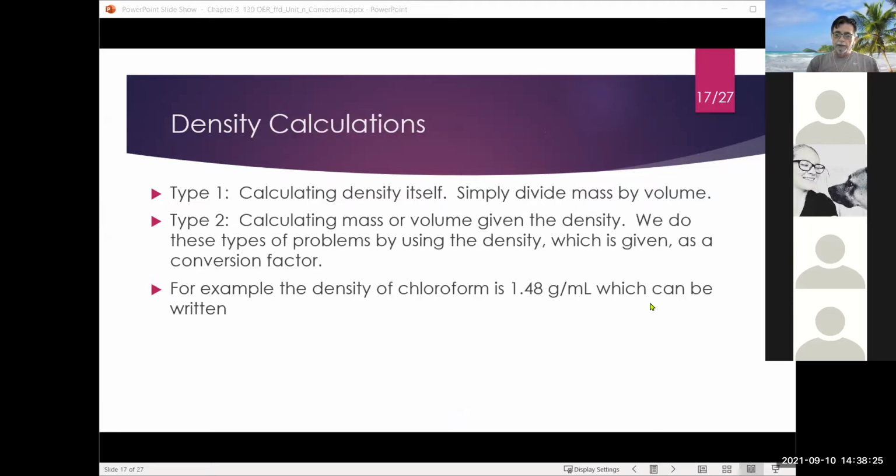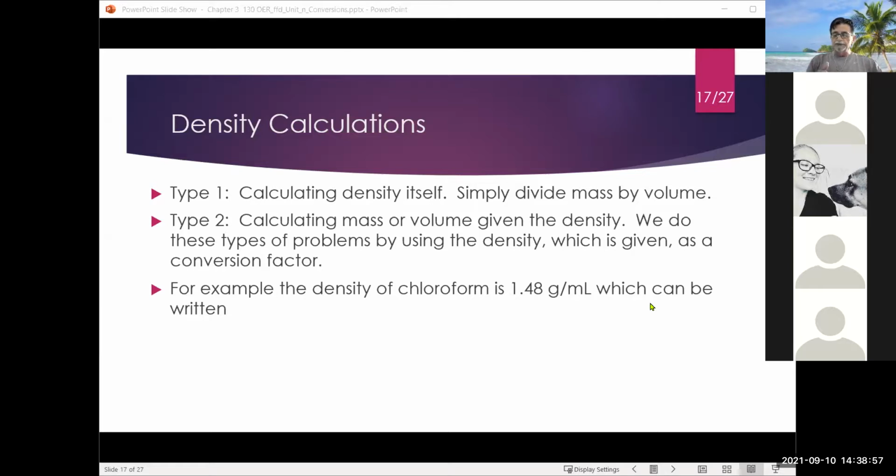All right, so how do we do these density calculations? Well, type 1, straightforward. Simply divide the mass that you're given by the volume that you're given. All right. Type 2 density calculations, we're going to be given a density of a chemical, a compound, and from that we're going to calculate either the mass or the volume. Keep in mind that that density is, again, simply a ratio.